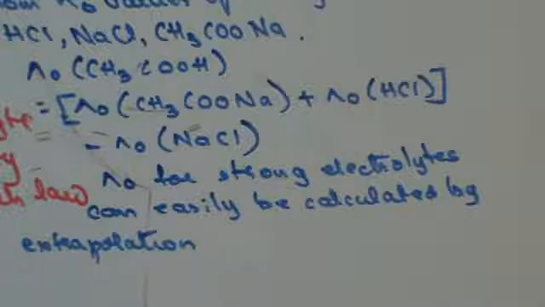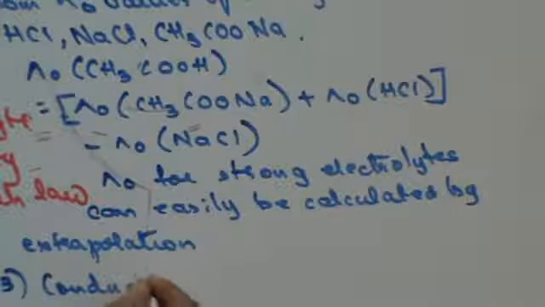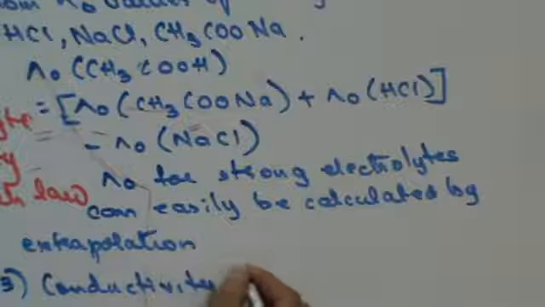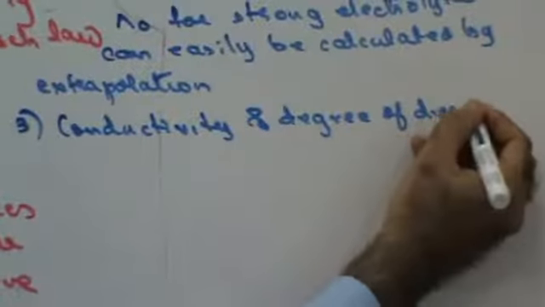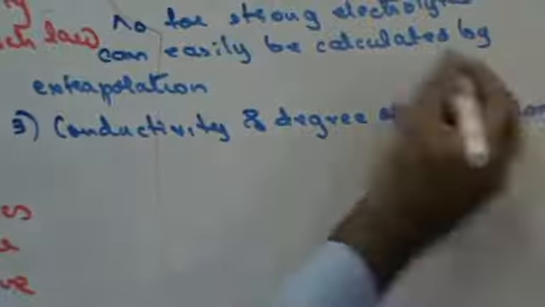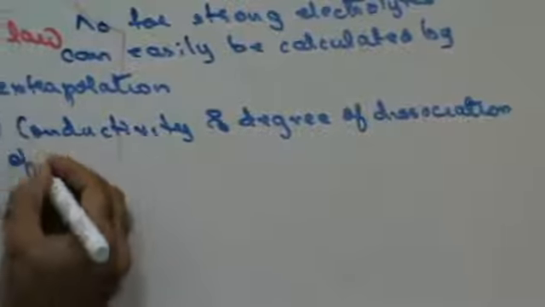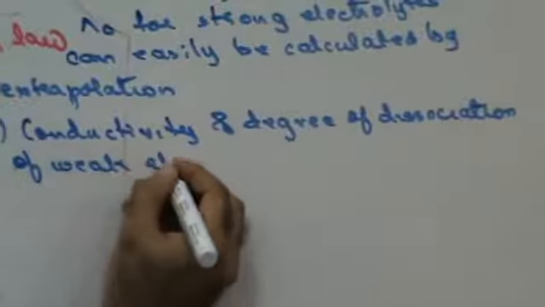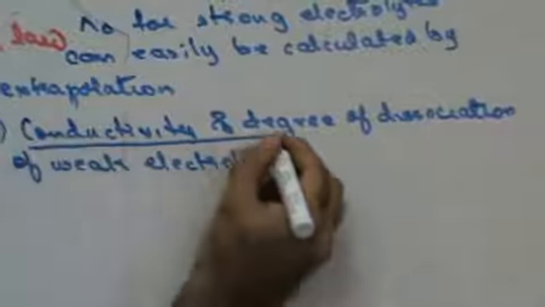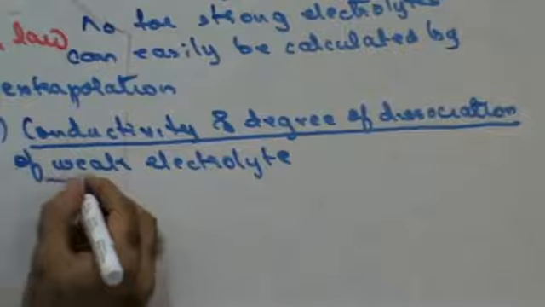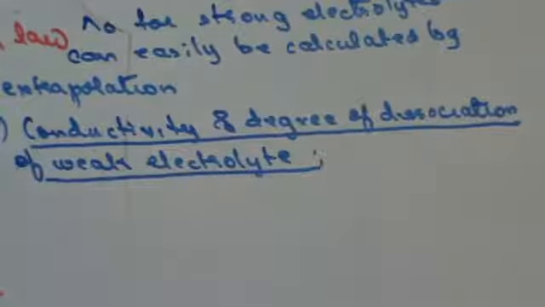Next, let's try to understand what is conductivity and degree of dissociation. Let's find out the relationship between conductivity and degree of dissociation of a weak electrolyte.